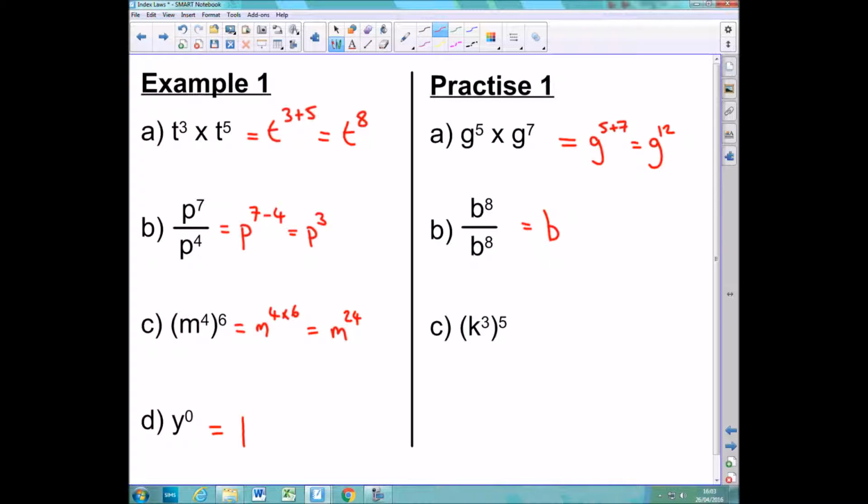So I've got b to the power of 8 minus 8, which is b to the power of 0. And hopefully you noticed that anything to the power of 0 is just going to be the number 1. And finally, down the bottom here, I've got k to the power of 3 to the power of 5. So that's k to the power of 3 times 5, which is k to the power of 15.